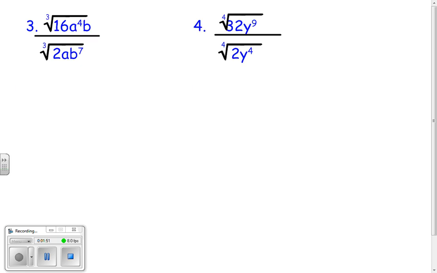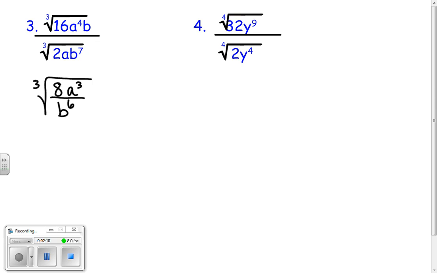In number 3, if you take a look at the original problem, there are more b's on the bottom than there are on the top. And so when you simplify this cubed root, you're going to be left with a fraction. 16 divided by 2 is 8. A to the 4th over a is a cubed. And b over b to the 7th is b to the 6th.